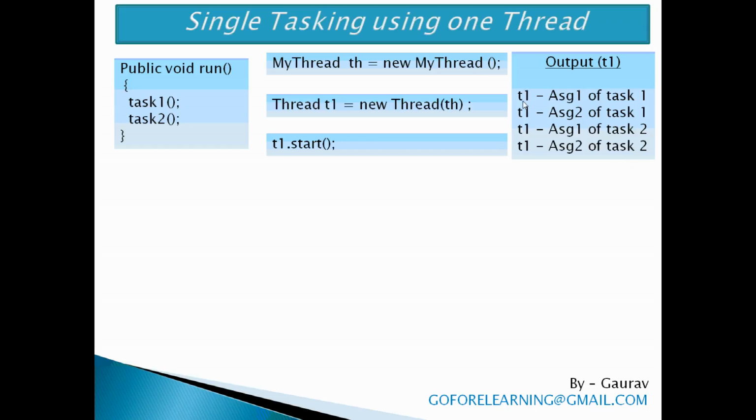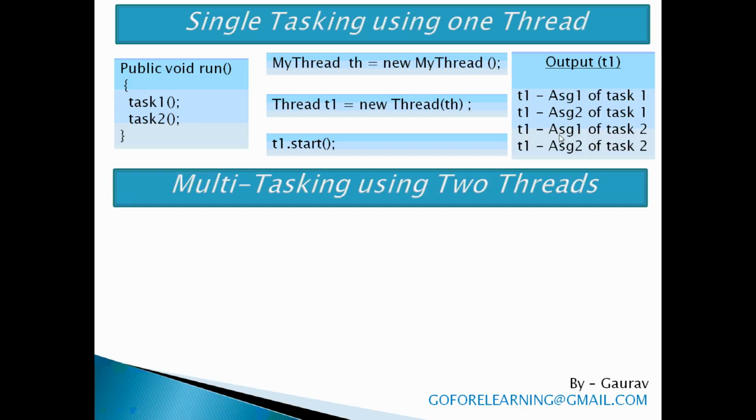Here, if you see, the single thread will finish both assignments of task 1 and then it will start task 2 and finish both its assignments. Here we notice that task 2 is sitting idle till the task 1 assignments are finished. It is a waste of resources and time. So this is all about single tasking.